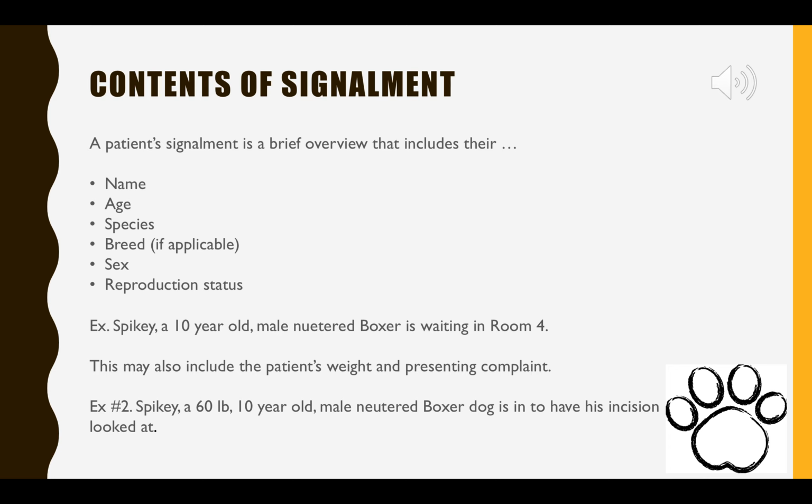So an example of this using my own dog would be Spiky, a 10-year-old male neutered boxer, is waiting in room 4. So if you wanted to take this a step further and include the patient's weight and presenting complaint, using my first example, I would say, Spiky, a 60-pound, 10-year-old male neutered boxer dog, is in to have his incision looked at. So now this includes all the factors of their signalment, and the doctor will know exactly what they're walking into.